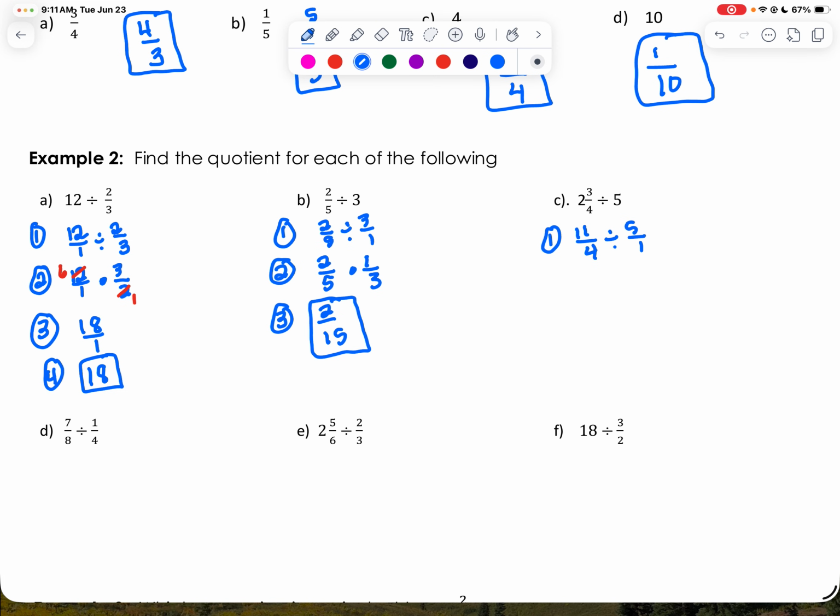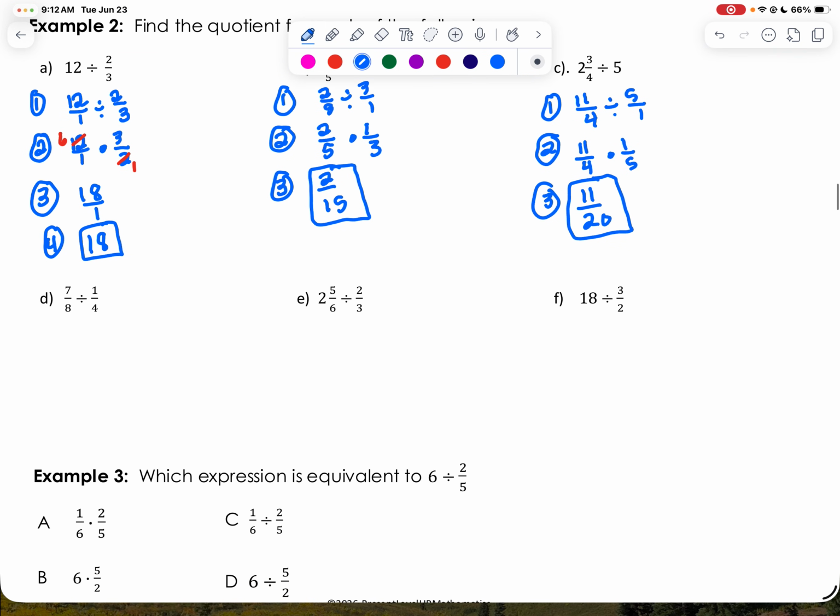Step 2 is I'm going to rewrite it as a multiplication by the reciprocal problem. So keep your first fraction the same, change the divide to multiply, and find the reciprocal of 5/1, which is 1/5. All right, now step 3, multiply as normal. So 11 times 1 is 11. 4 times 5 is 20. 11/20 will not simplify, so therefore that's our final answer.